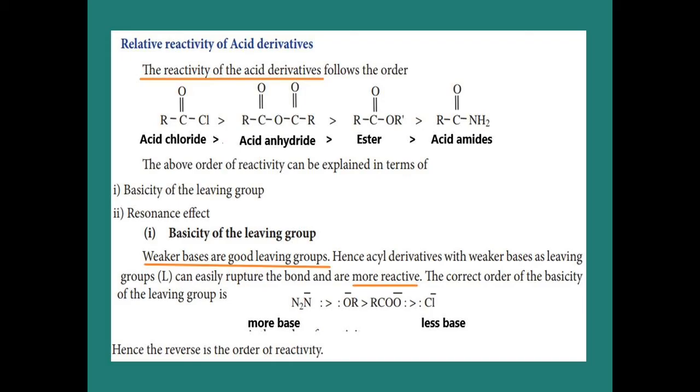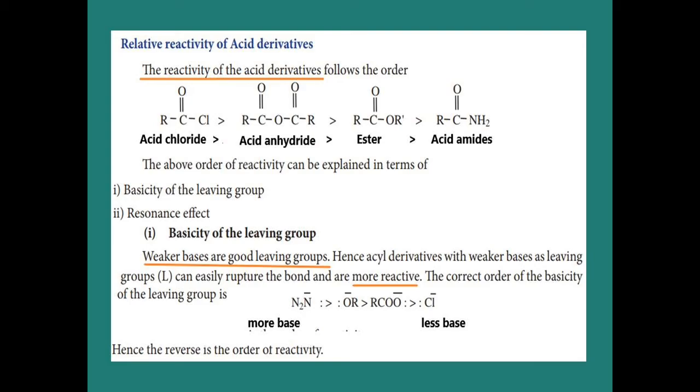First reason, basicity of the leaving group. The next one is the resonance effect. In this slide we are going to see the basicity of the leaving group. Weaker bases are good leaving groups. Now see, NH2 minus, OR minus, RCOO minus and Cl minus. NH2 minus refers to the acetamide, OR minus refers to the ester, RCOO minus refers to the anhydride, and Cl minus refers to the acid chloride. Here NH2 minus is the strongest base and Cl minus is the weakest base. What we have seen now is that weaker bases are good leaving groups.